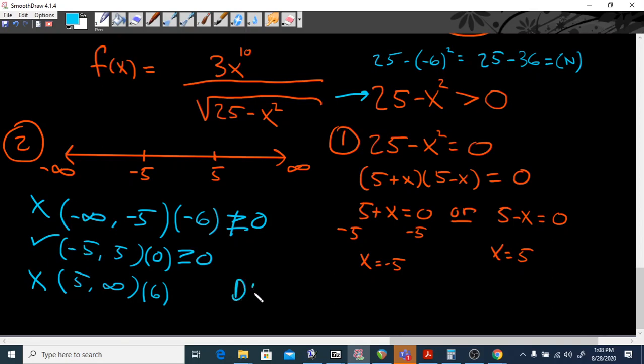And we finally get our domain as negative 5 to 5 with parentheses, meaning negative 5 is not in there, 5 is not in there, but the numbers, like for example, negative 4.9999999, that's in there. And so is positive 4.9999999. Okay. So there we go.